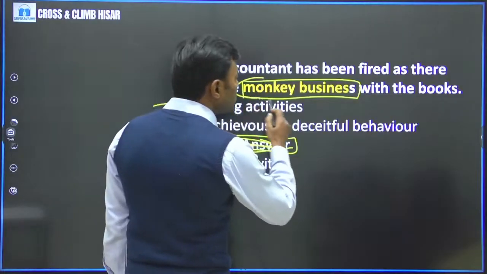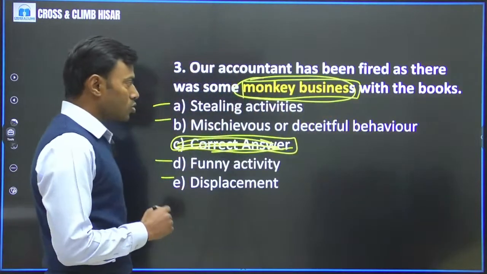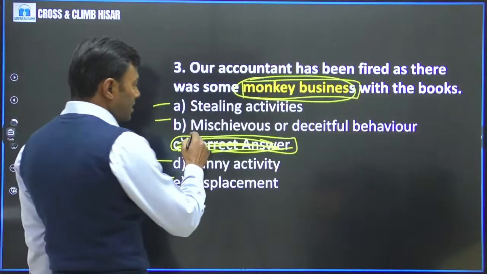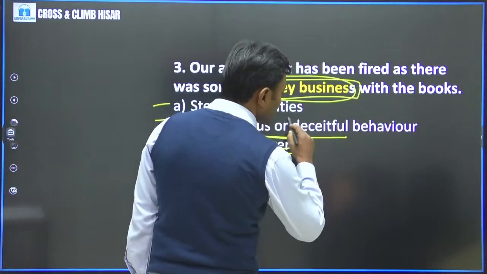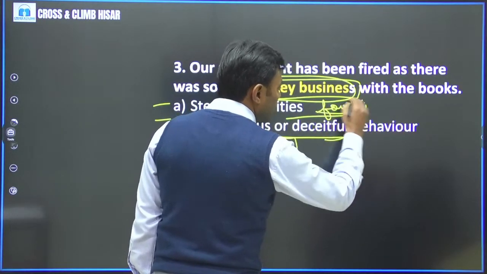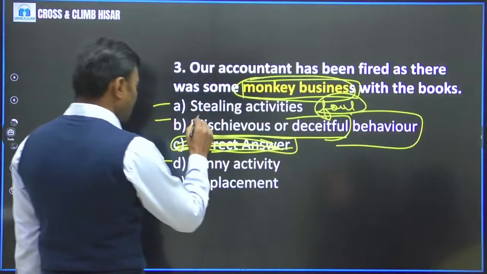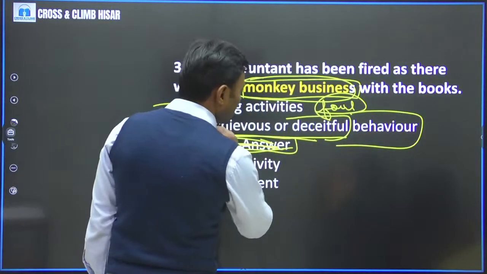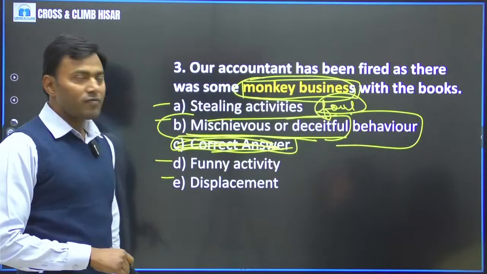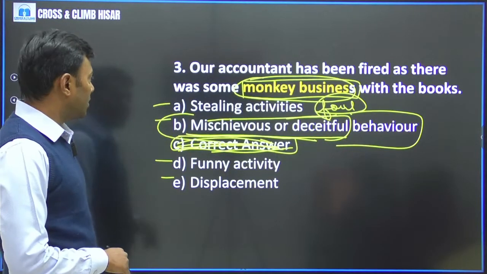Why was he fired? Because he has done monkey business. So it means he has done something wrong. So it means he has done some mischievous or deceitful. Deceitful means foul behavior. Foul matlab some cheating, right? He has not done something genuine or authentic. He has done something foul. The deceitful behavior. Clear?